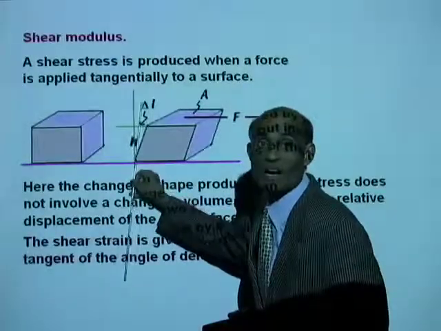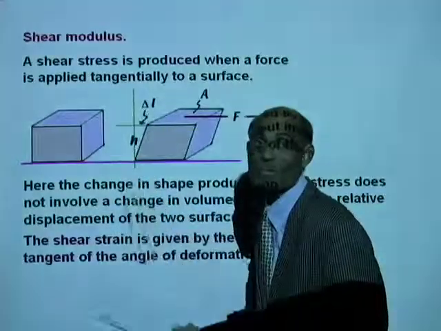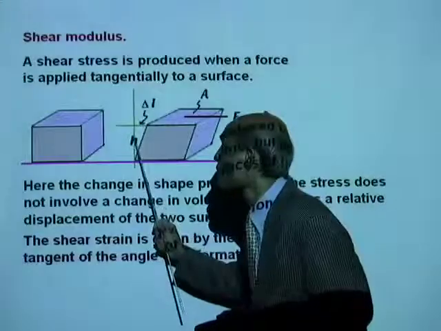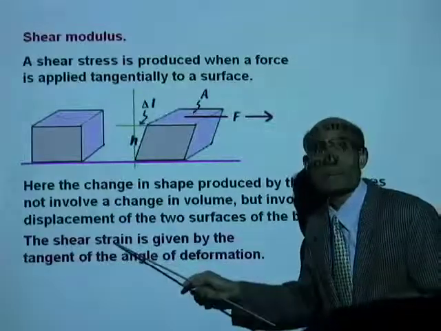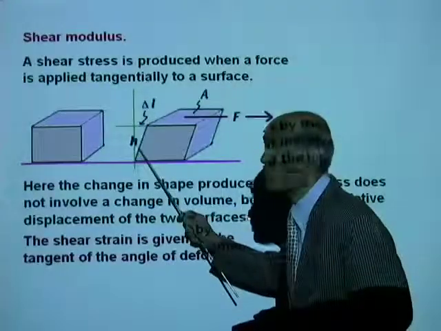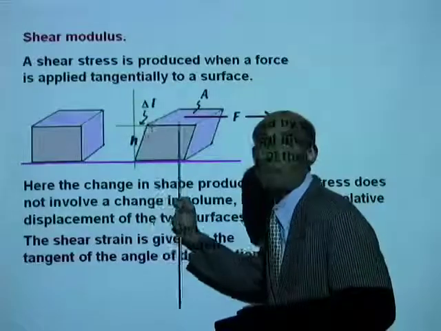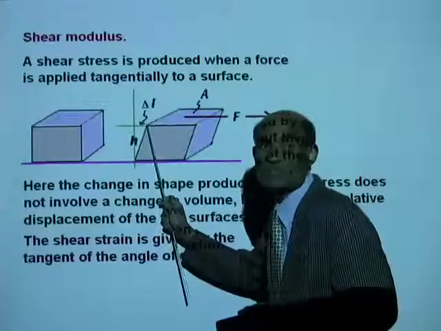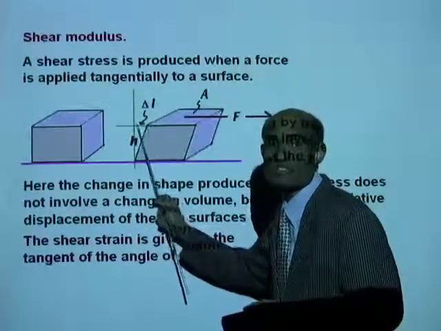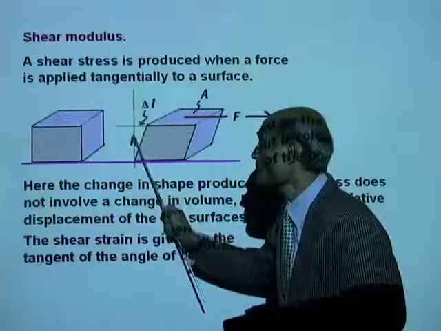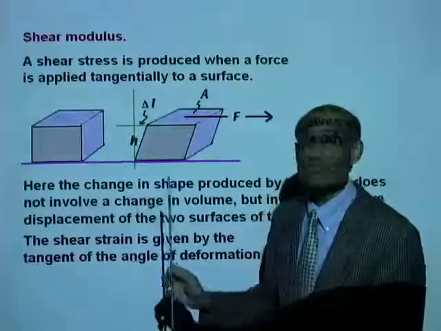Now, this angle is the angle of deformation, and therefore the tangent of that angle will be the shear strain. Now, if this is the angle here, tell me what is the tangent? If the upper surface has been displaced by a quantity delta L, that means this length is delta L, and the height of the object is h. Has the height changed? No, the height hasn't changed.